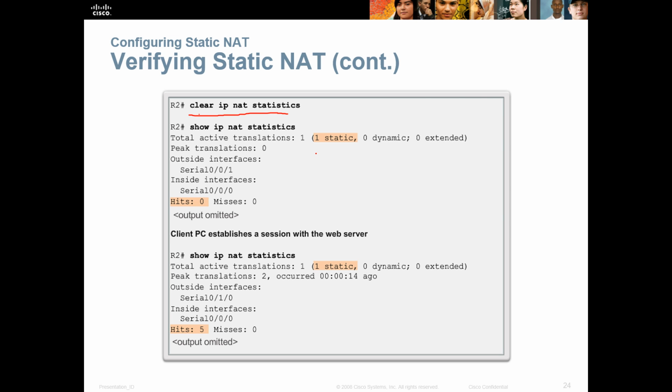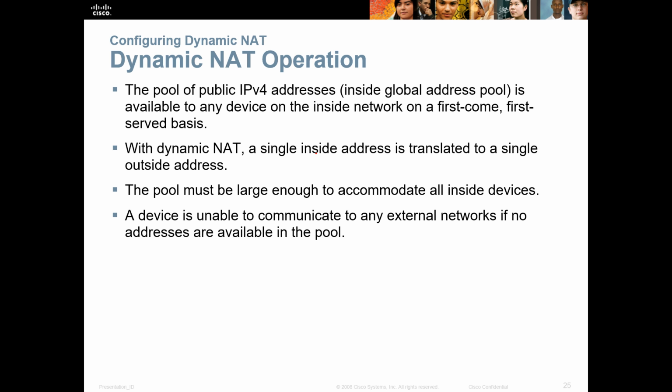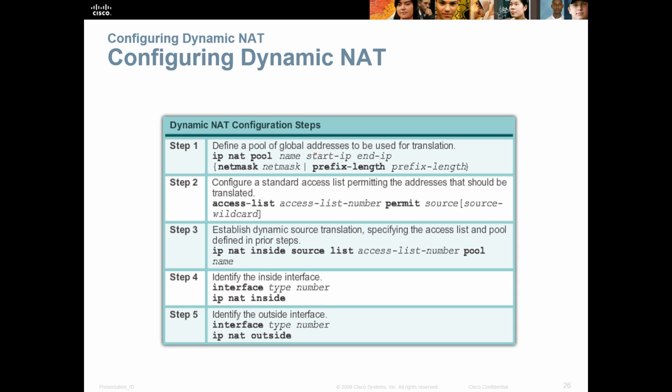But what about for dynamic? For dynamic, you have a pool of public addresses. With dynamic, you have a single inside address that will translate to a single outside address. So the pool again must be large enough, unless we're going with NAT overload, also known as PAT.